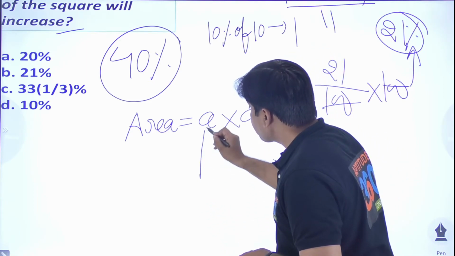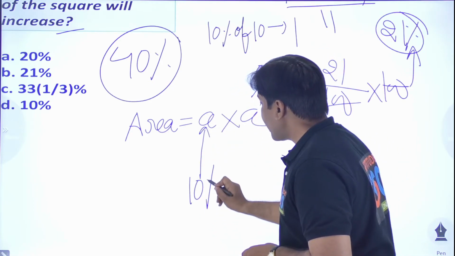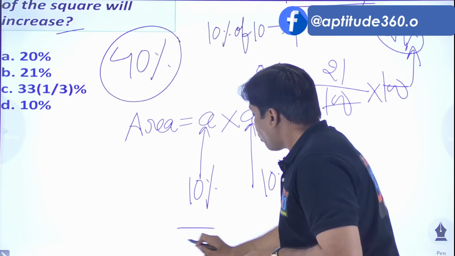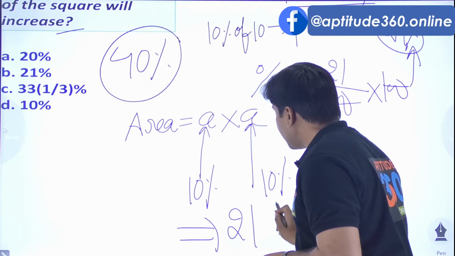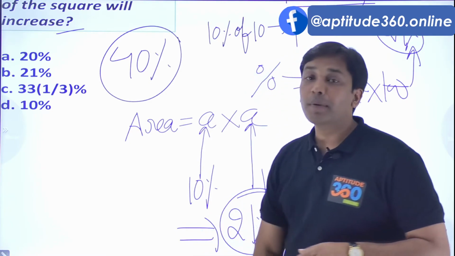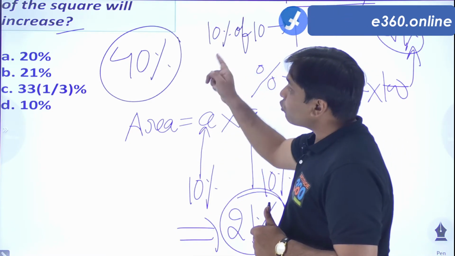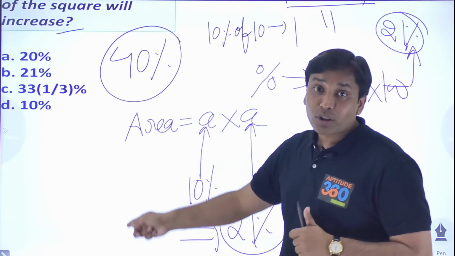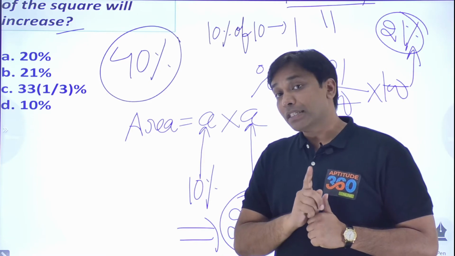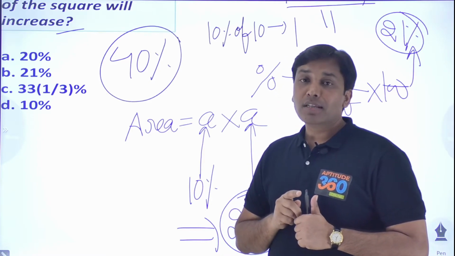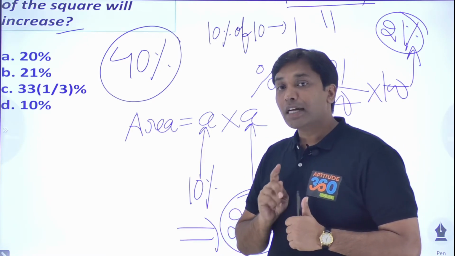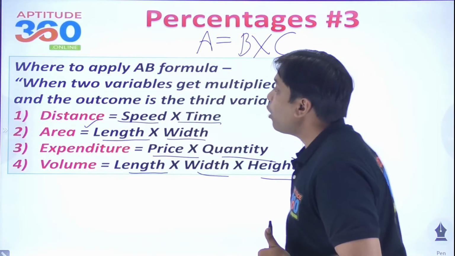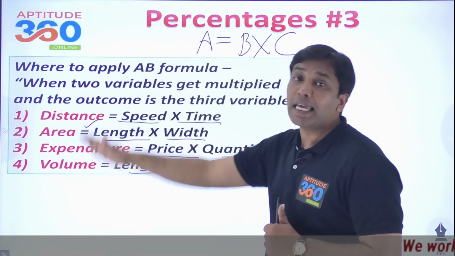So this a here is increasing by 10% and this a here is increasing by 10%. What is going to be the outcome? We have been solving that the outcome is coming out as 21%. या तो कॉमन सेंस से लगा दो, या तो AB फॉर्मूले से लगा दो, या तो किसी और तरीके से लगा दो. But you should never be saying that the answer is coming out as 40%. Is that okay?